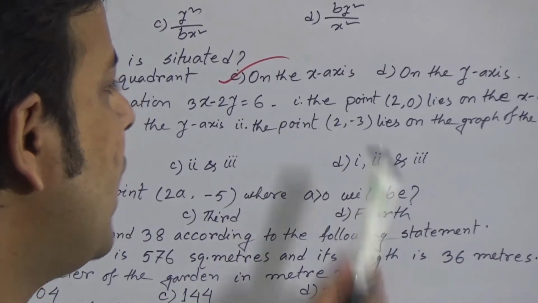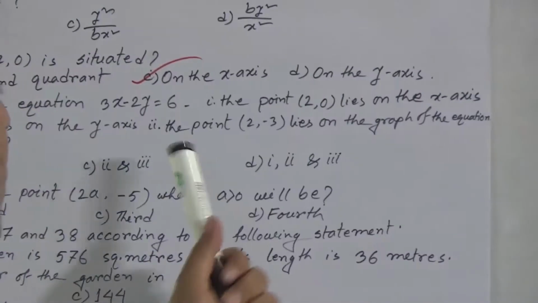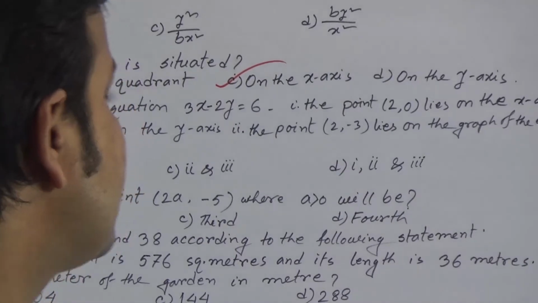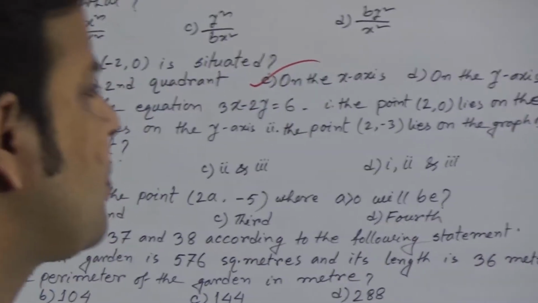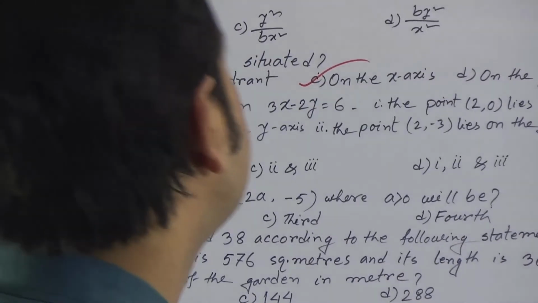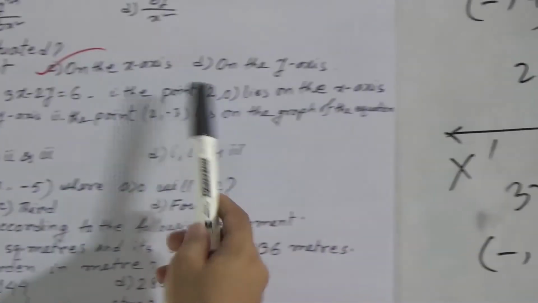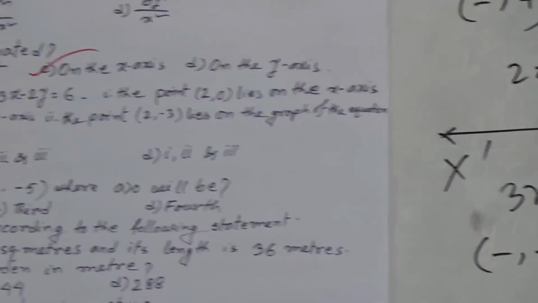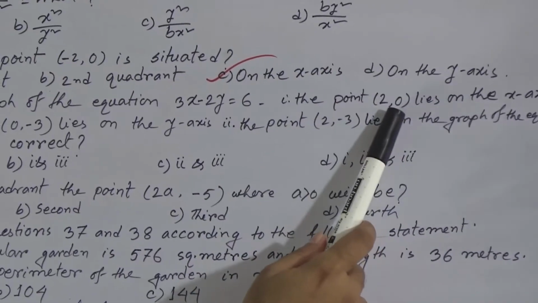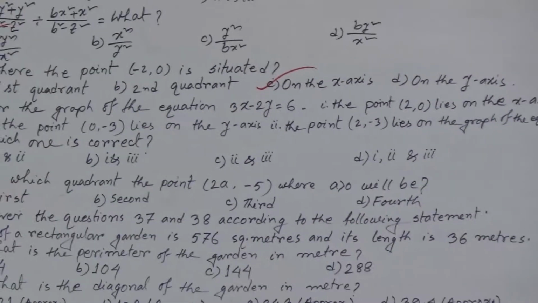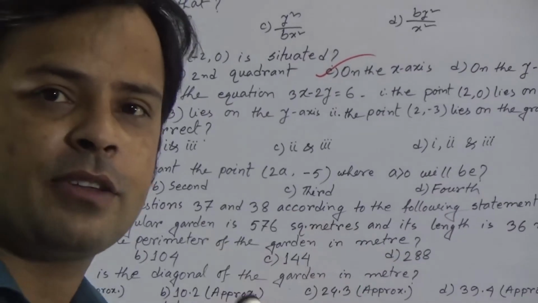the point (2, 0) lies on the x-axis. We have to check this: as y is 0, this lies on the x-axis, and you have seen that if the value of y is 0, all the points lie on the x-axis.